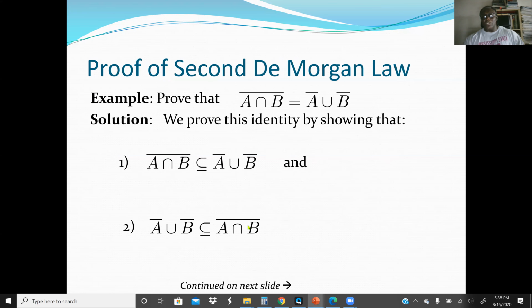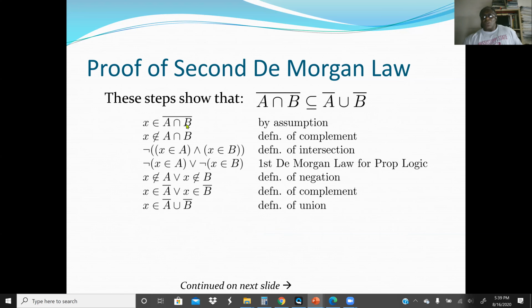So let's see an example here. They say we should prove the second De Morgan law. The second De Morgan law says that the complement of A intersect B is the same as A complement union B complement. So we prove this identity and show that the complement of A intersect B is a subset of A complement union B complement, and also A complement union B complement is a subset of the complement of A intersect B. So we start with the steps here.